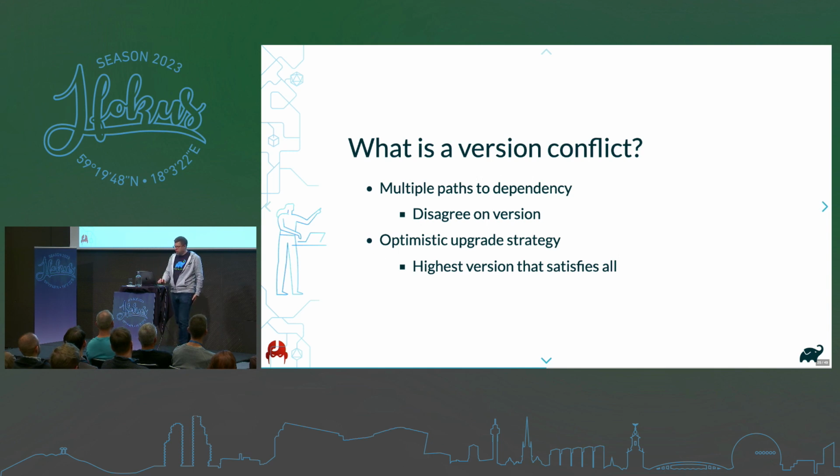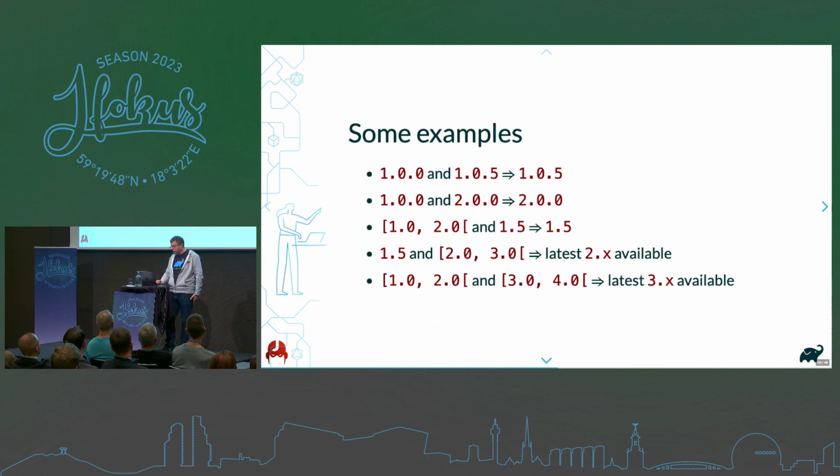And so the difference in Gradle has a few interesting consequences. One of the first things is that some of these may sound weird. So 10, 105, we go to 105. 1020, we go to 20. So there is no real semantic versioning. Like I said, optimistic upgrade. That might not be what you want.